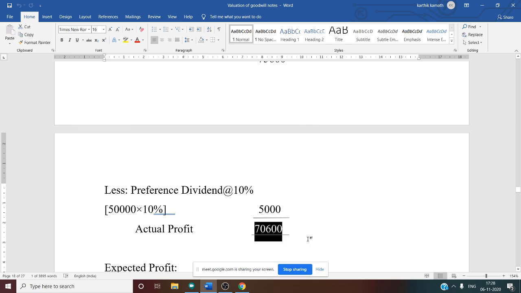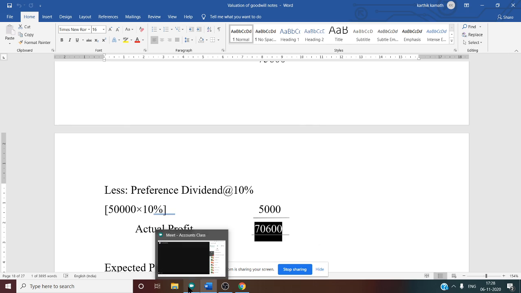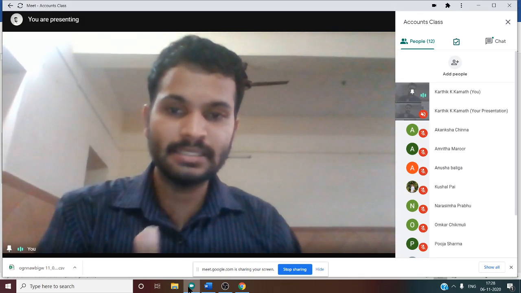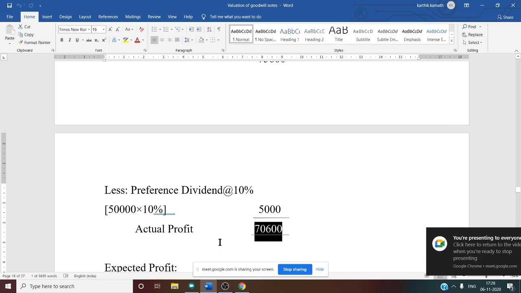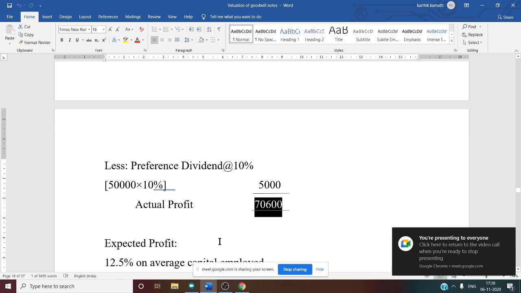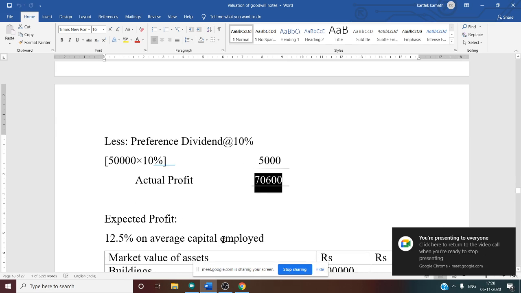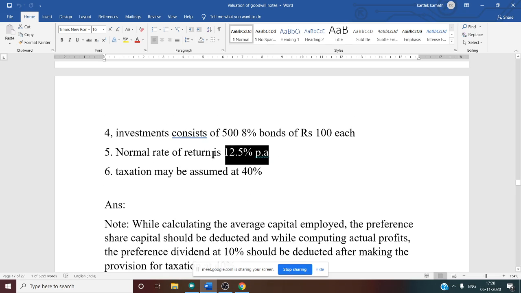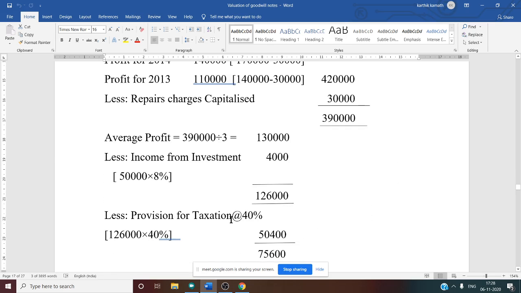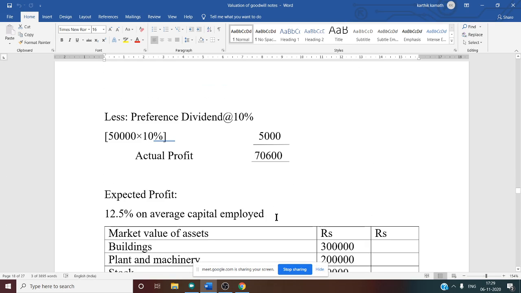But super profit means actual minus expected profit. That is why we are going to calculate next step, that is expected profit. How to calculate expected profit? For that, there is a capital employed method. Capital employed, that is rate given in the adjustment. Once again, you see the adjustment, normal rate is given. That is 12.5%. That is capital employed rate, expected rate of return. So 12.5% on average capital employed. So that is nothing but net asset method.